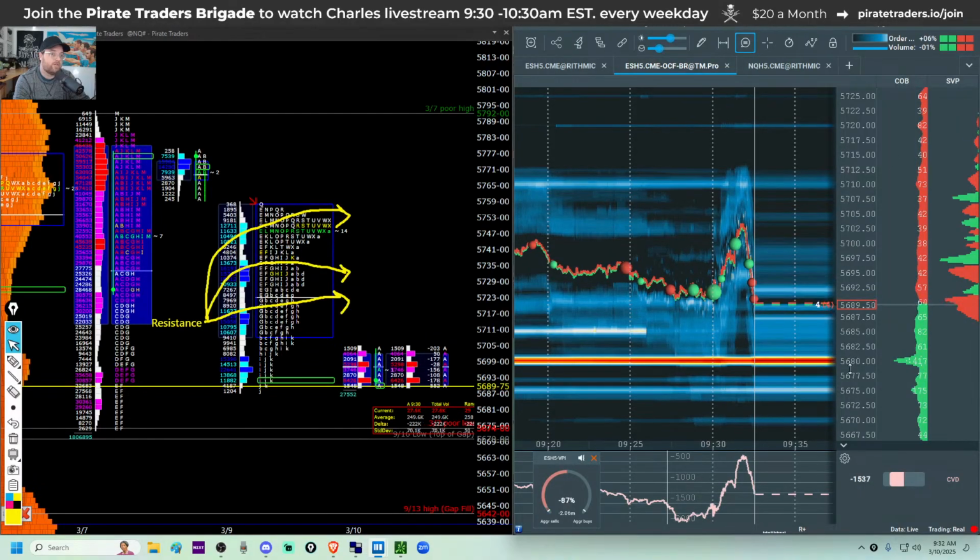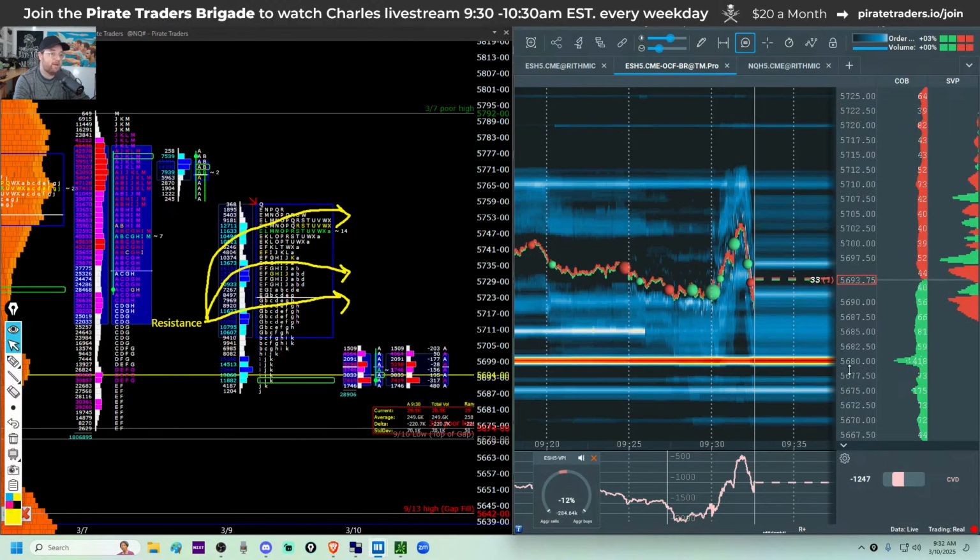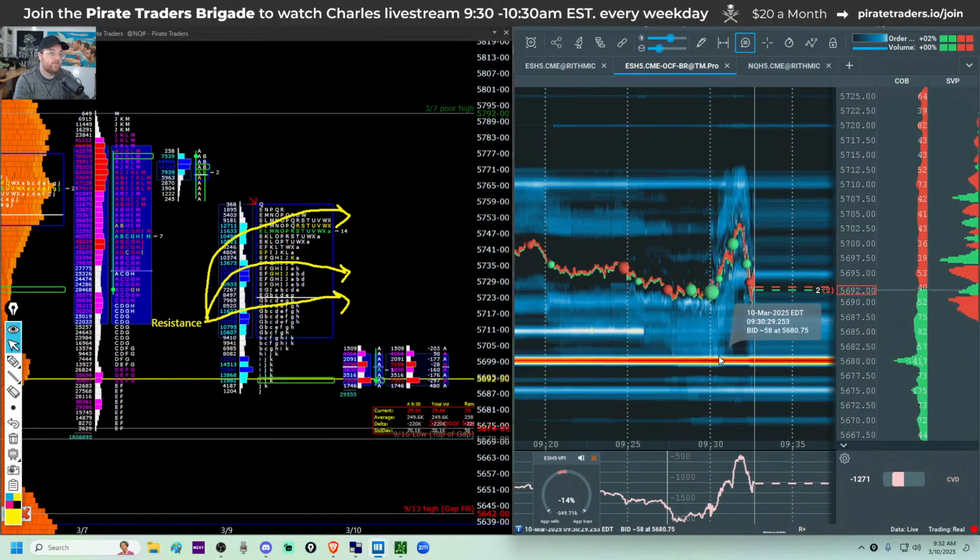We should also keep a very close eye on this node of liquidity at 56.80. If that disappears, if it just randomly poof disappears, expect the market to make a violent move as a result.